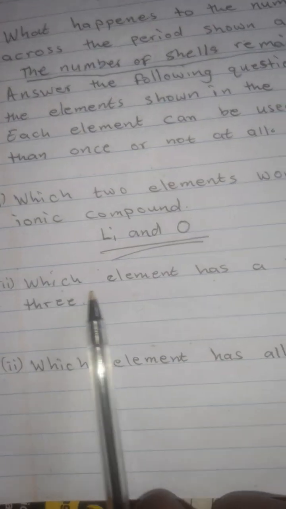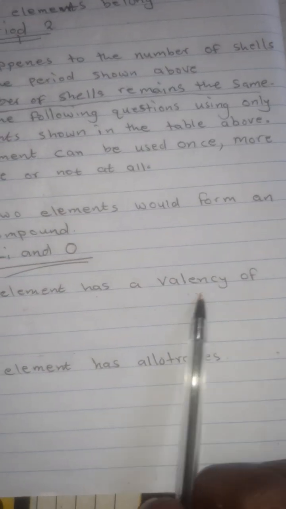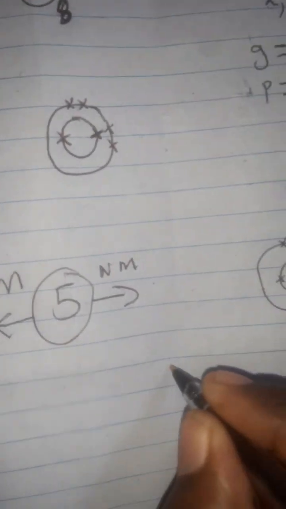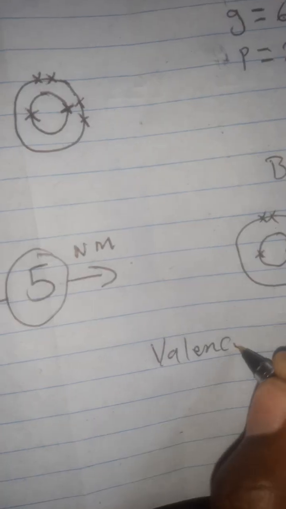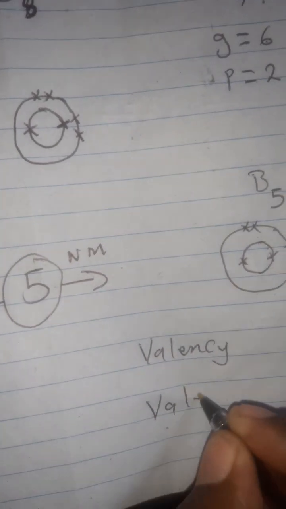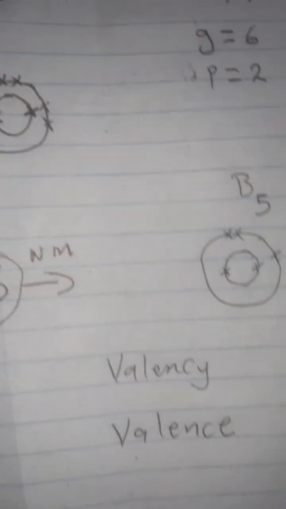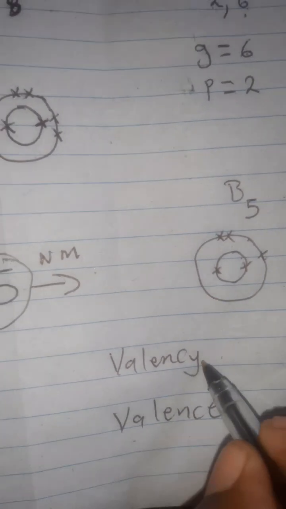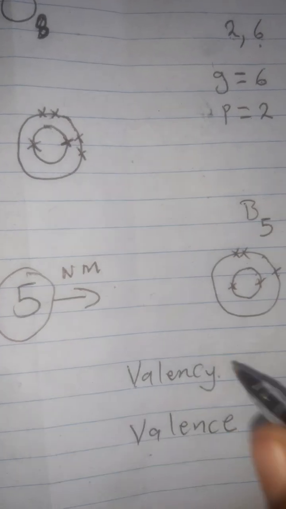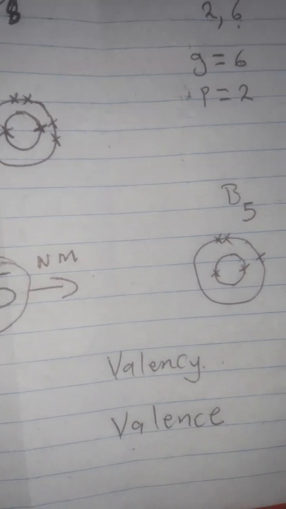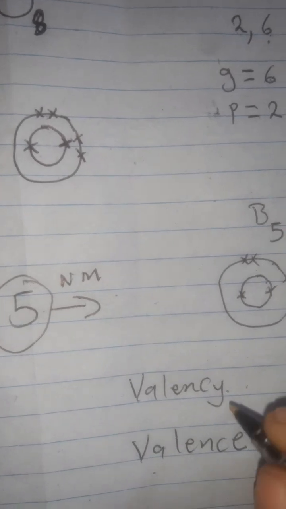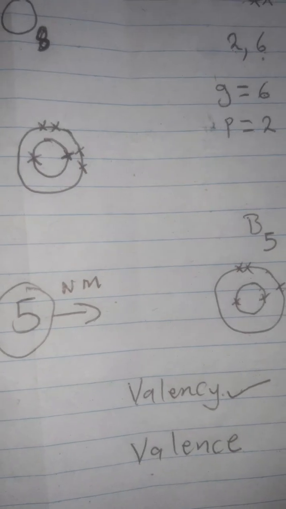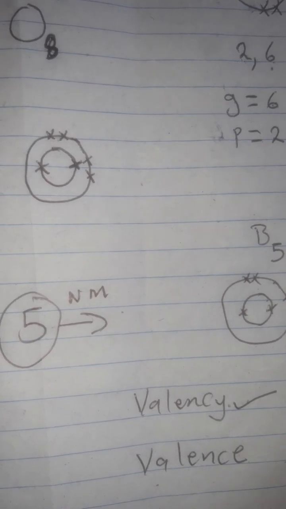Then the other question, numerator the same: which element has a valency of 3? People mostly get confused when we talk of valency and valence. These are two different things. Valency is the number of electrons an element can gain or lose to be stable.